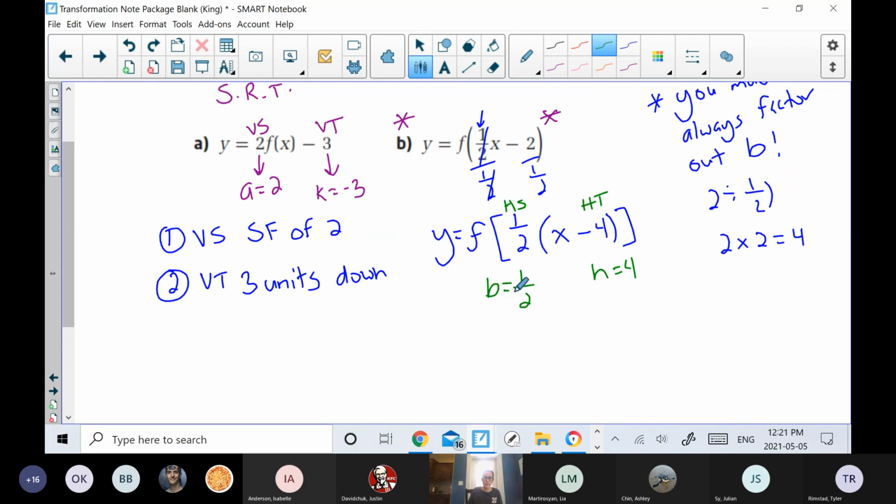Okay, so if I was describing, I'm going to do the stretch first. So horizontal stretch factor of the reciprocal of B, which is 2. Then this, number 2, would be horizontal translation 4 units to the right.